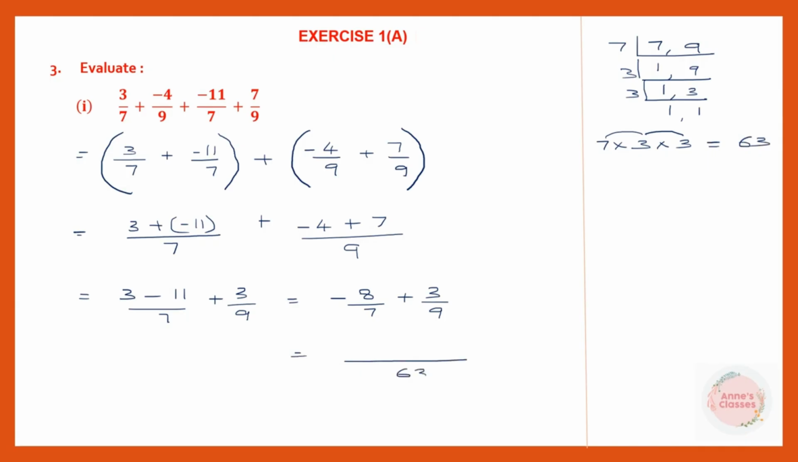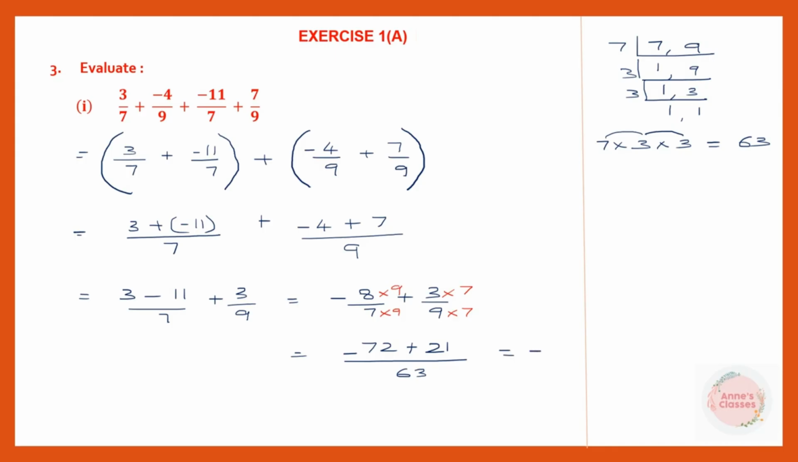Now what we normally do is we look at the first rational number here. Look at the denominator. Now 7 into what is 63? 7 nines are 63. So minus 8 into 9. So the sign is minus, 8 nines are 72. Plus go to the second rational number. Look at the denominator 9. 9 sevens are 63. So 3 into 7. 3 sevens are 21. So write 21 here. Now minus 72 plus 21.